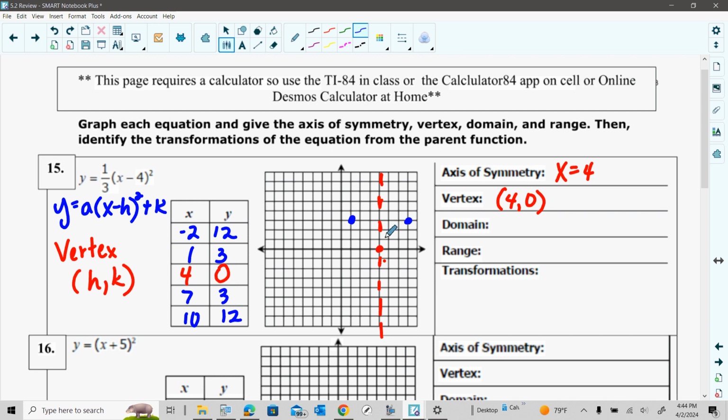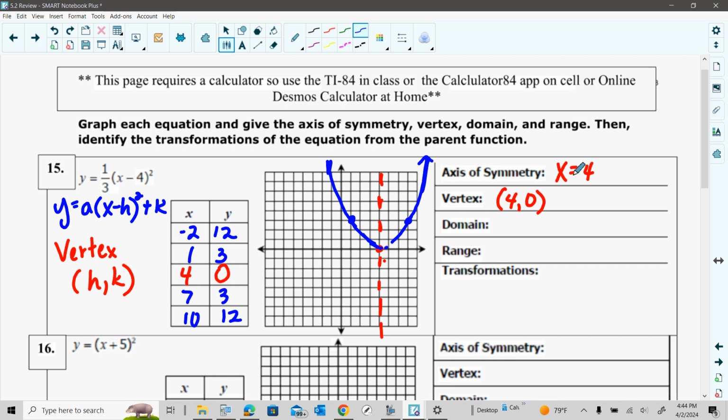There's that point. And then we have 7, 3. I don't think I'm going to see that, it's 4, 5, 6, 7, 3. I did that. And I can't get 10 because it's not big enough. But I have enough here to sketch the shape of my parabola. All I need is really 3 points. So there it is. And then we're comparing this on our transformation to the parent function.